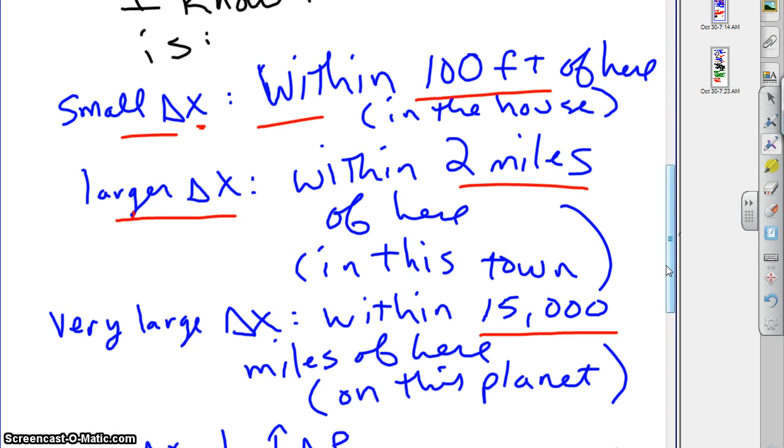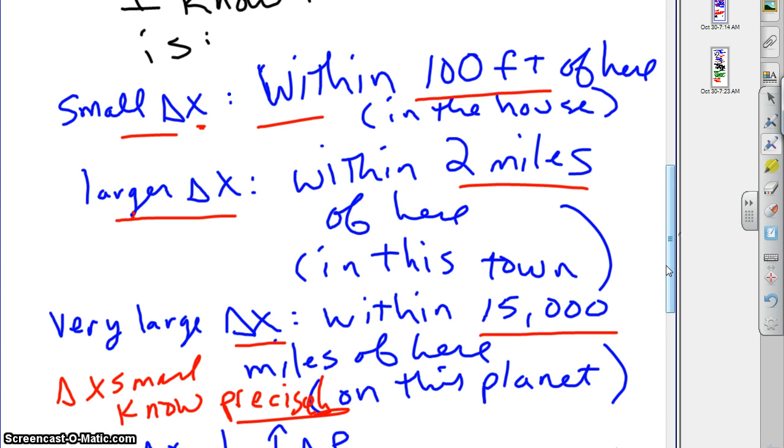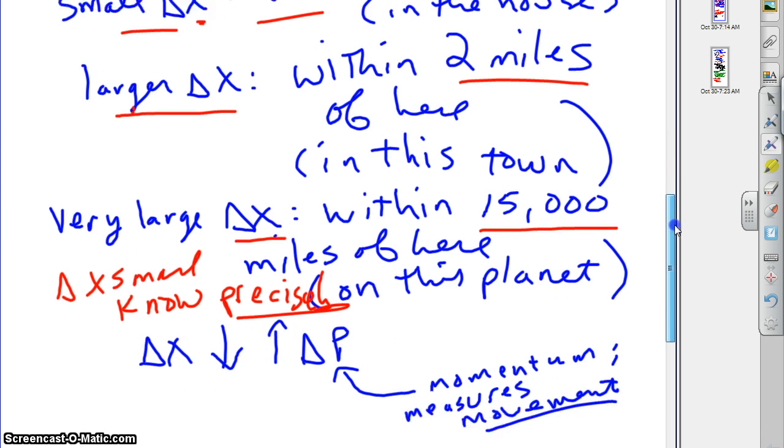But that's what we mean when you see a term like delta x in the context of the Heisenberg Uncertainty Principle. I know in algebra delta means something different, but this is just a symbol to show this idea of how well you know something. And in general, if delta x is small, you know a lot. You know very precisely where something is. And the smaller that is, the more precisely you know it.